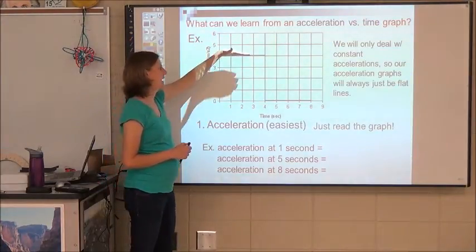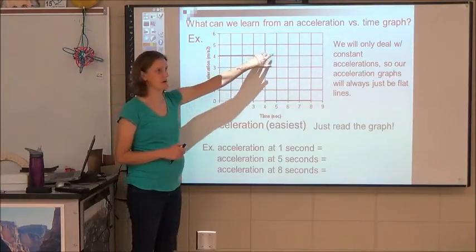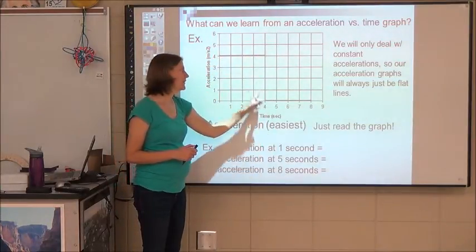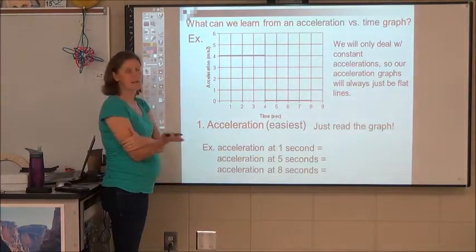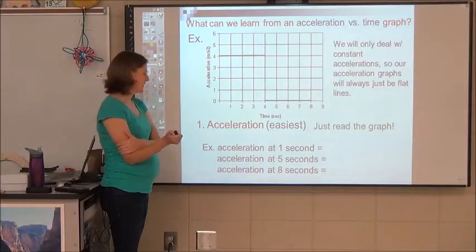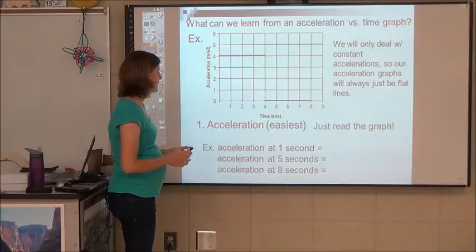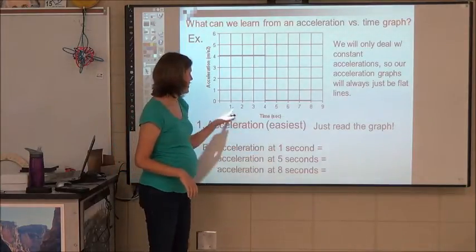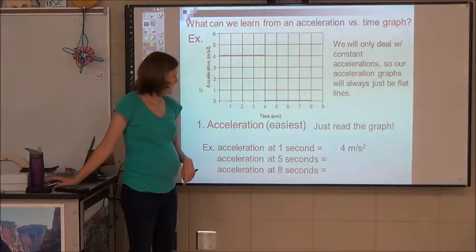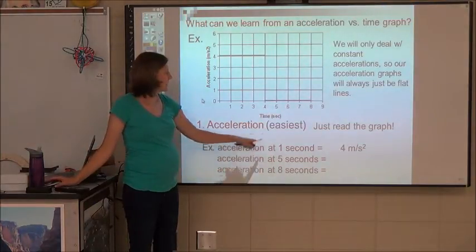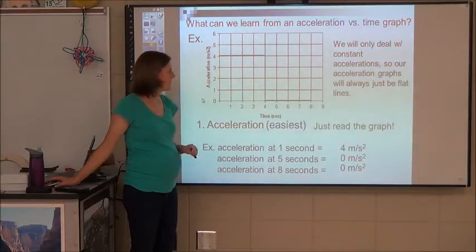Again, in real life, I can't go from acceleration of 4 meters per second squared instantly to nothing. Yes, it would kind of curve out a little bit. But our acceleration graphs will always just be flat lines. So if you have an acceleration graph, acceleration questions are pretty easy. Just read it. The acceleration at 1 second is 4 meters per second squared. 5 seconds is nothing. 8 seconds is nothing. Just read it.